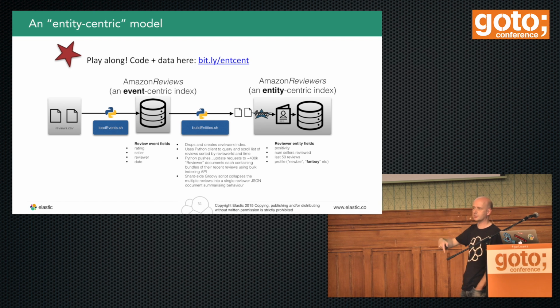So this was an event. There was a review that occurred at a particular point in time. I run my Python script here, and what this does is it creates this entity-centric index over here. So it organizes the information and reorganizes it around an individual, and it derives a new set of attributes here, which are actually quite useful, as it turns out.